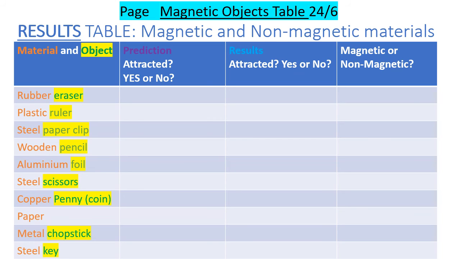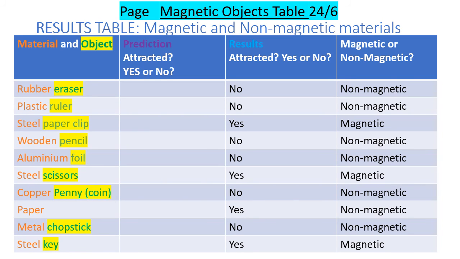So what do you think? All right, and so here were our results with attraction, and then for every material and object that resulted in no, we classified that as non-magnetic, and for everything that was attracted to a magnet, we said yes and classified that as magnetic.